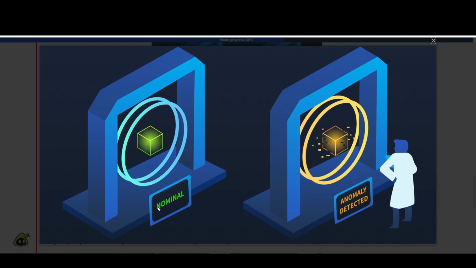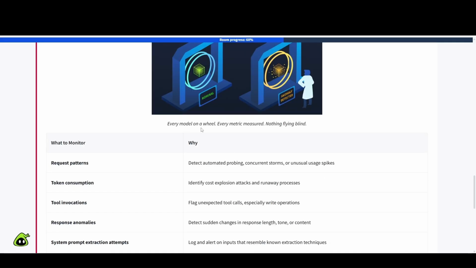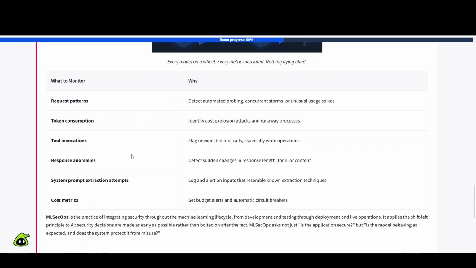So another infographic here, nominal and anomaly detected, okay? Every model on a wheel, every metric measured, nothing flying under the radar. So we have another table here: what to monitor and why.